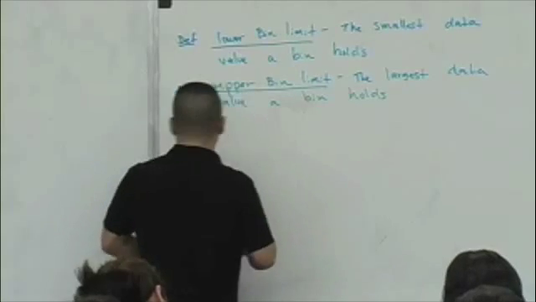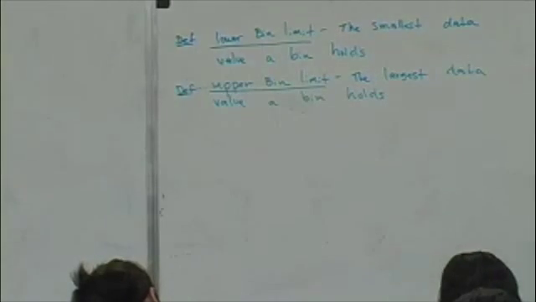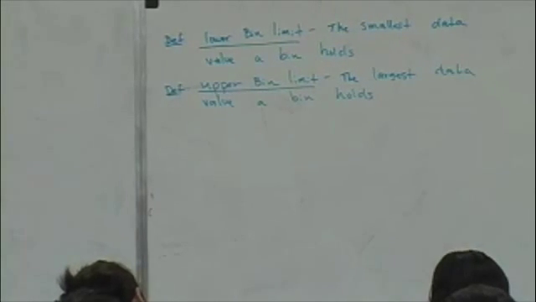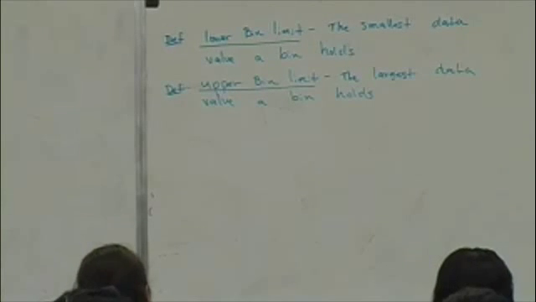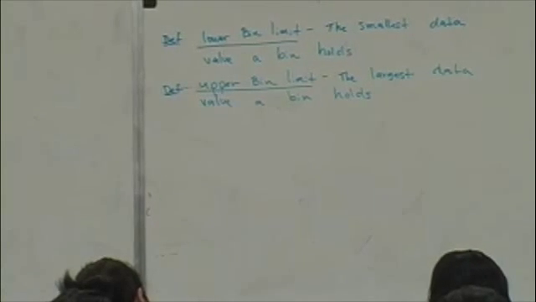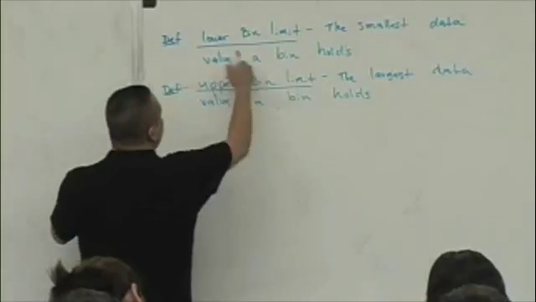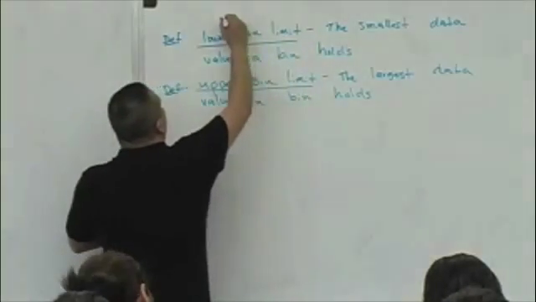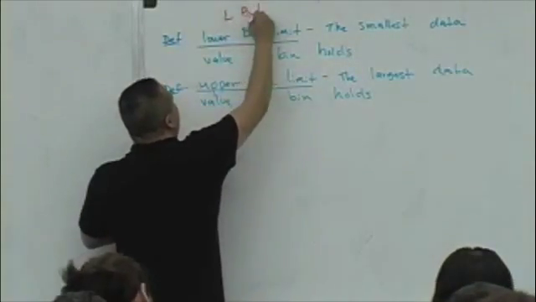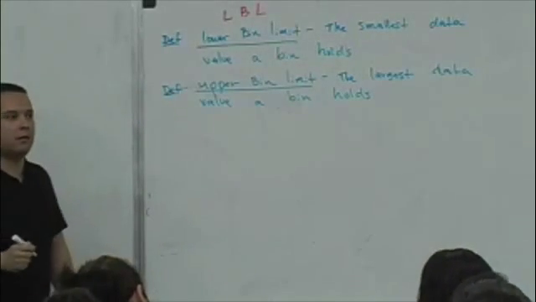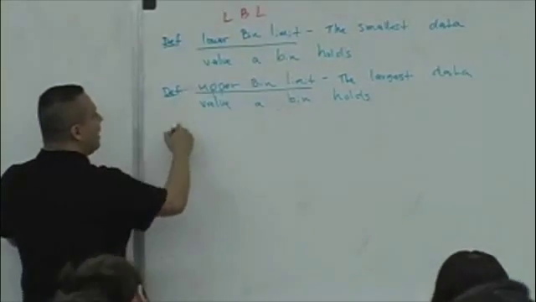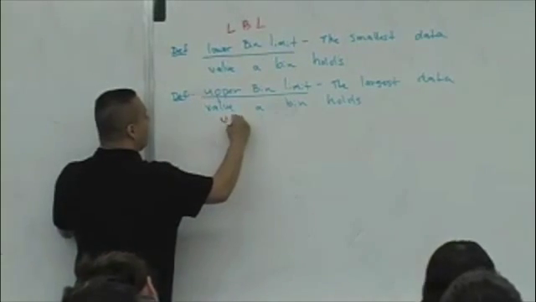Okay? Lower bin limit, upper bin limit. Now take a look at this. Let's try to borrow some red over here, see if this works. Somebody might have left a red marker. I'm going to abbreviate lower bin limit by LBL and upper bin limit UBL.